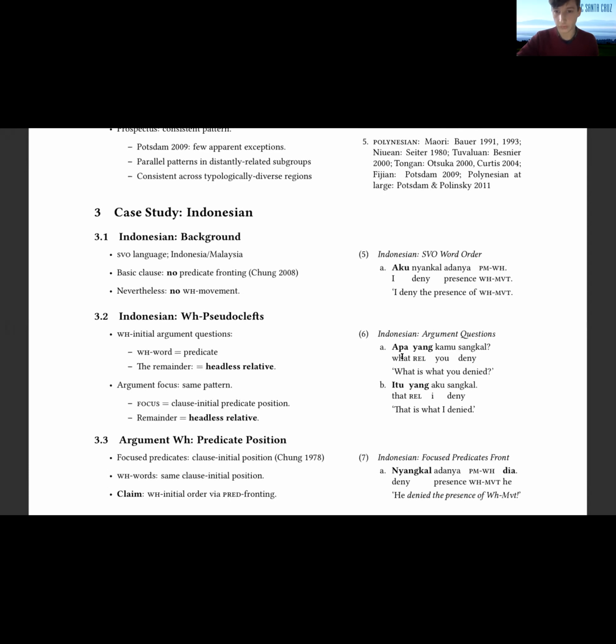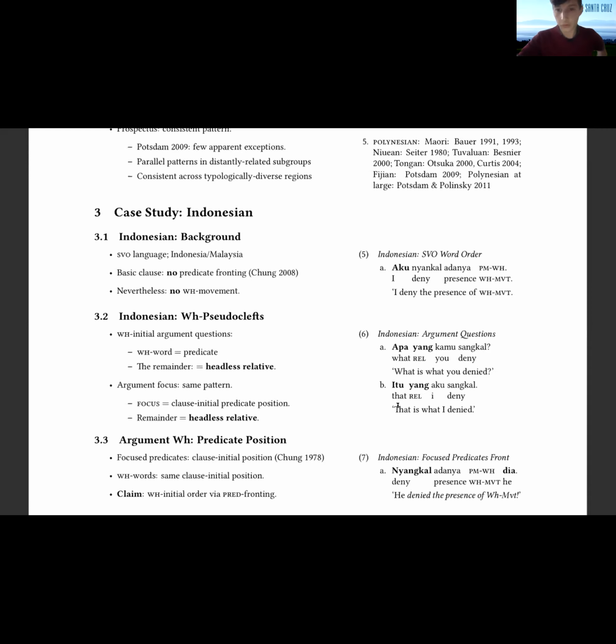So 6 shows the form of a regular argument question in Indonesian. 6b shows an argument focus construction, which behaves the same. In both of these, we have an argument, what or that, at the left edge of the clause. The material which follows is a free relative or a headless relative. It's headed by a morpheme yang, which is a relativizer. And we know for many reasons that this really is a pseudocleft, even though you don't see any kind of copula.